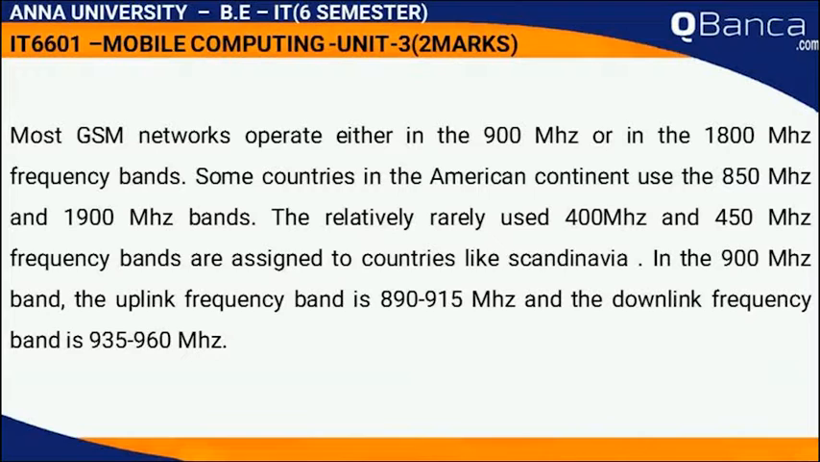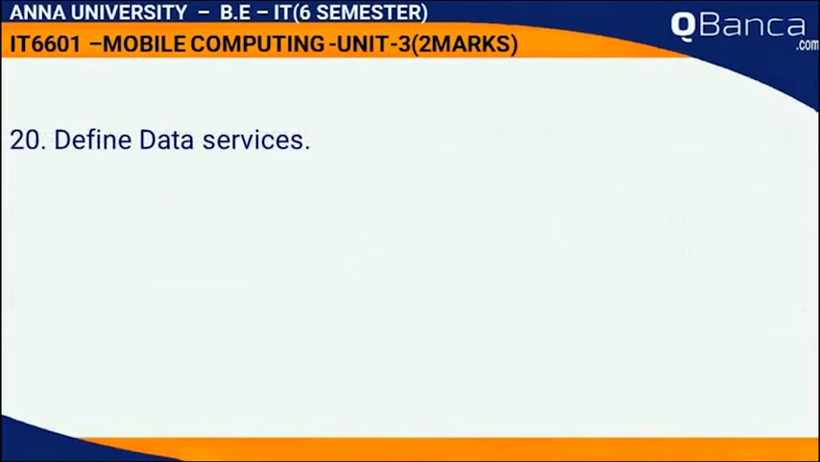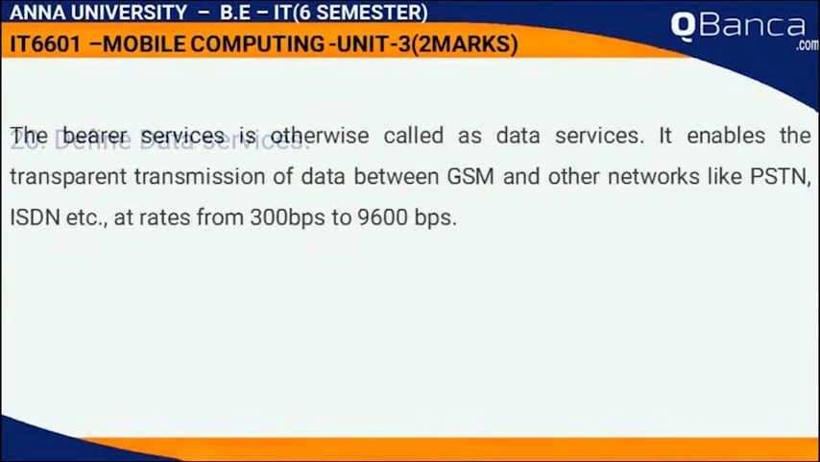In the 900 MHz band, the uplink frequency band is 890 to 915 MHz and the downlink frequency band is 935 to 960 MHz. Define data services. The BRS services are otherwise called data services. They enable the transparent transmission of data between GSM and other networks like PSTN, ISDN, etc., at rates from 300 bits per second to 9.6 kbps.